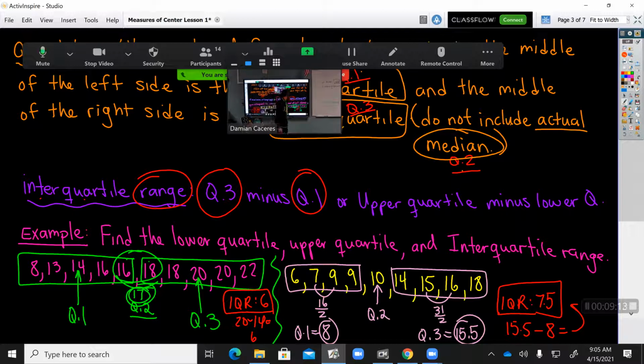So now on the left side, you have an odd amount of numbers. So the one in the middle, 14, is your lower quartile. And then the one in the middle of the right side here is your upper quartile, Q3.